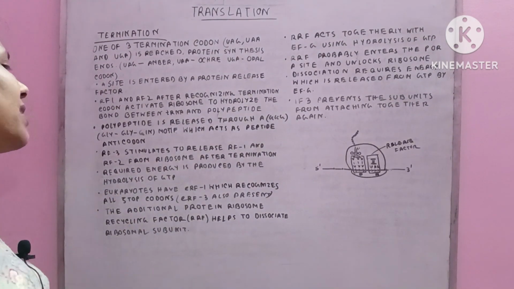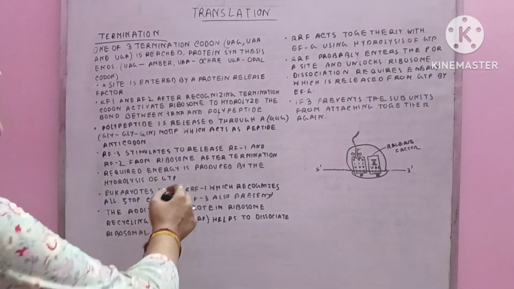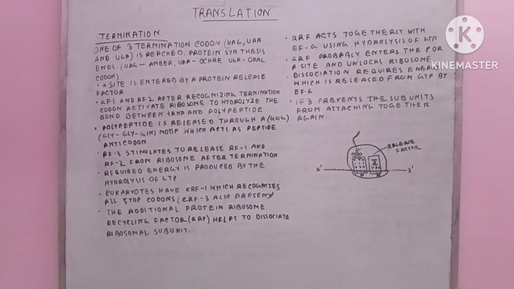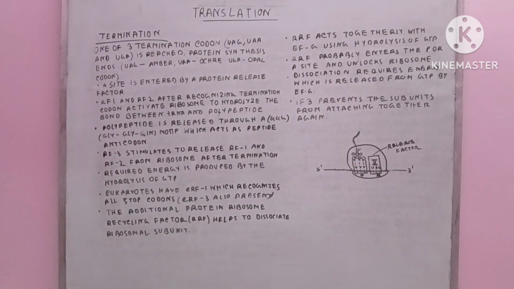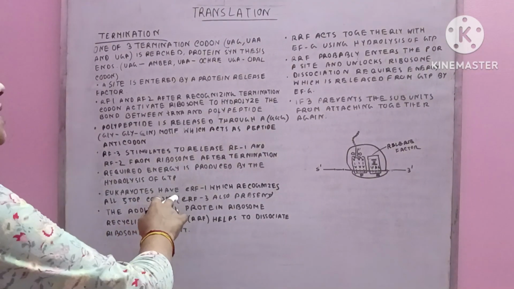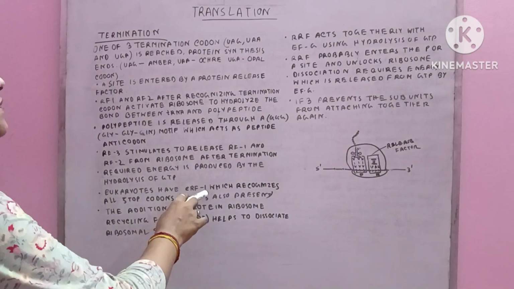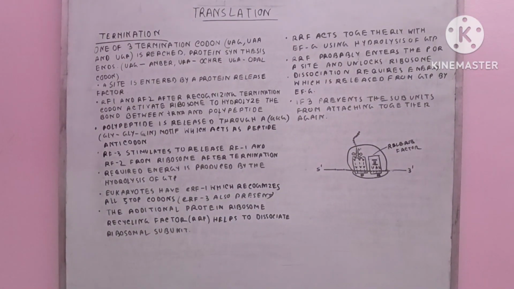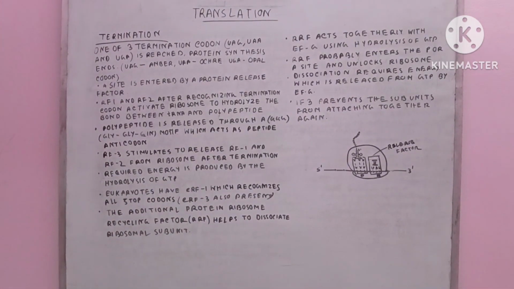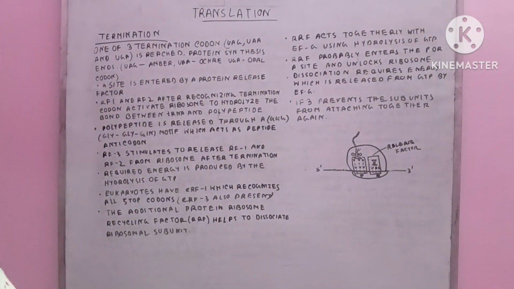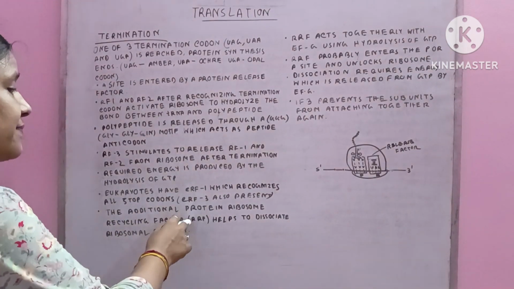In eukaryotes, there is only one factor, eRF1. It is very important because it helps recognize all three stop codons. eRF3 is also present, but what the function of eRF3 is, is not known. Next, the additional protein, the ribosome recycling factor, is very important.